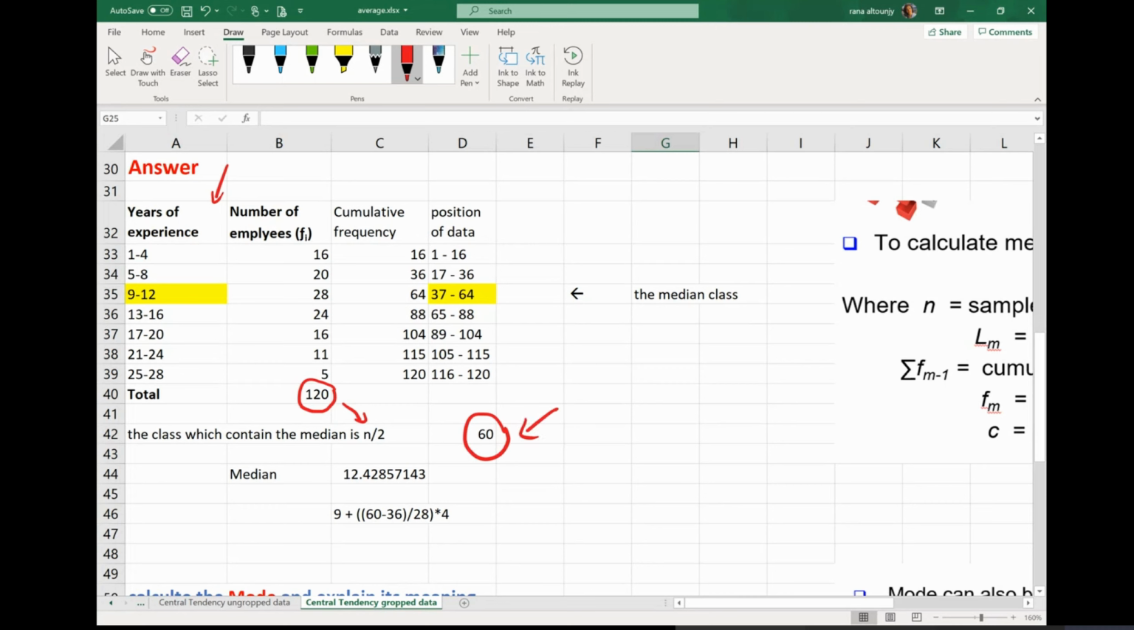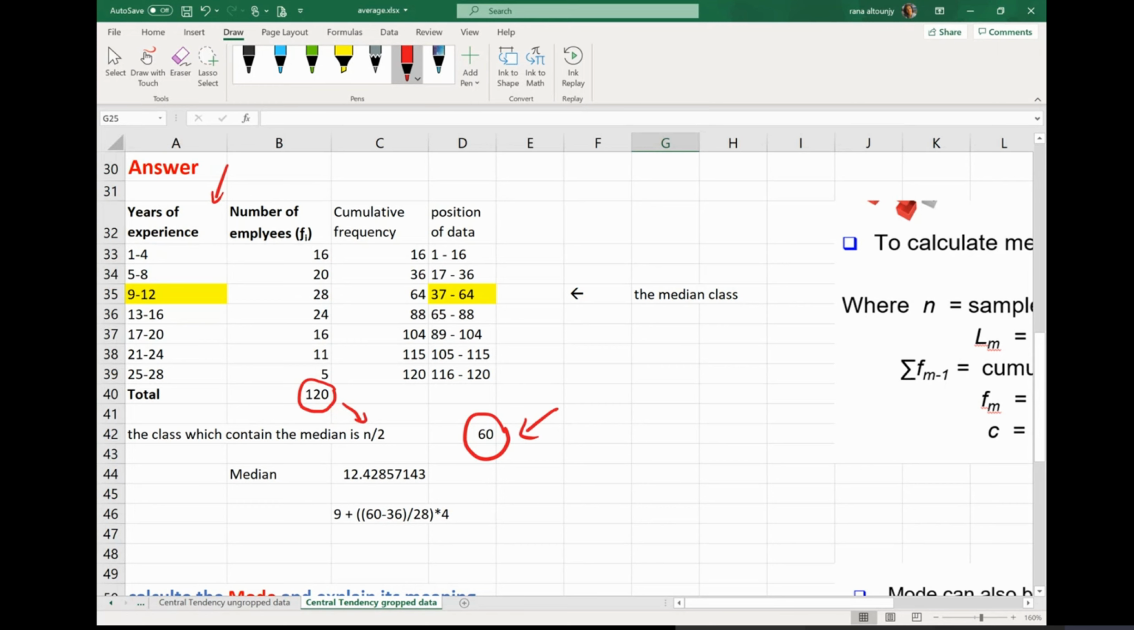So the median class is a class which is containing this value. If we go back here, what is that 60? We can find it based on our cumulative frequencies. It's here.